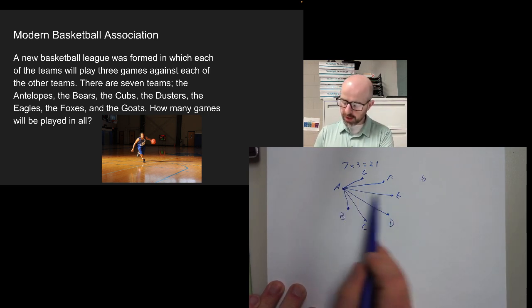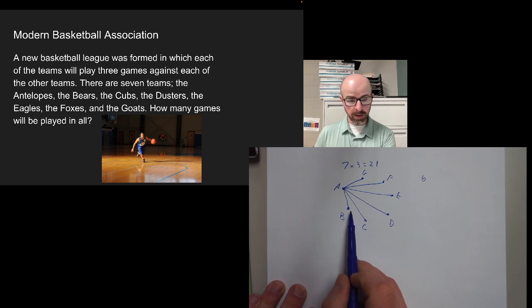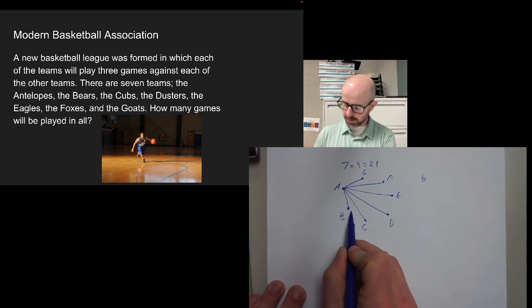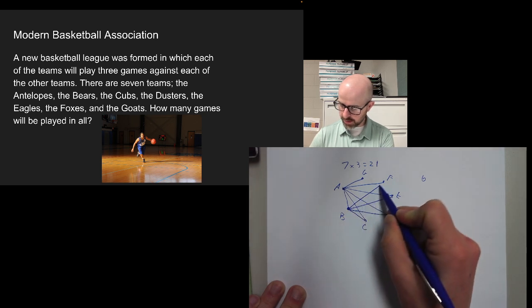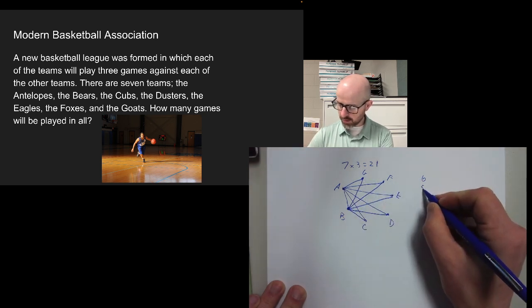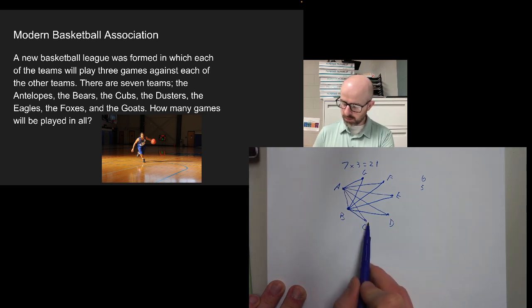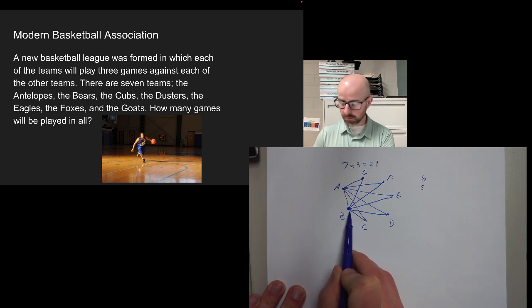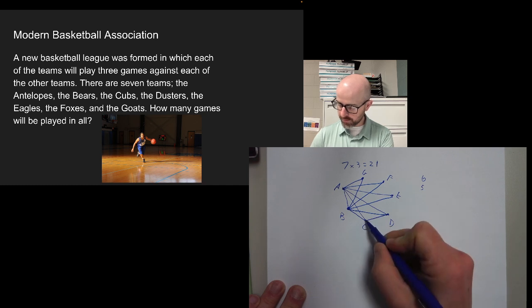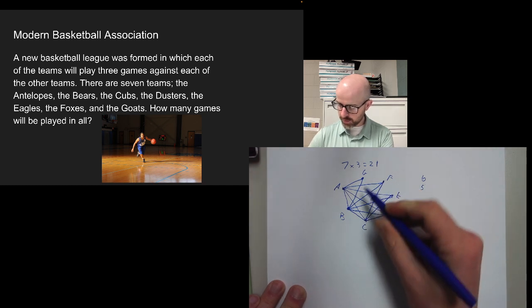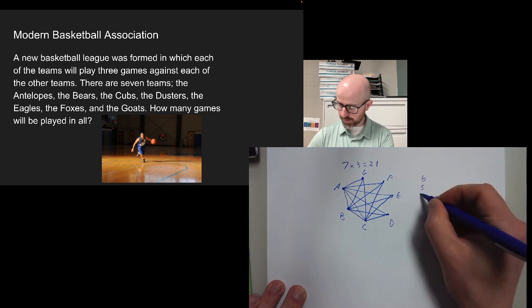All right, so now we have the Antelopes playing a game against everyone. Now the Bears play a game against everyone. But hey, I already have a line drawn from the Bears to the Antelopes. I don't need to draw another one. So now the Bears play, that's 1, 2, 3, 4, 5. Okay, 5 lines. Now the Cubs play against everyone, but I already have a line drawn here, and I have a line drawn there. I don't need another one. Cubs play the Dusters. 1, 2, 3, 4.